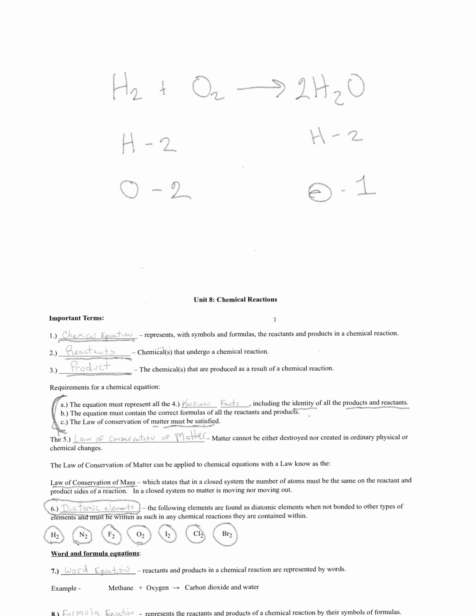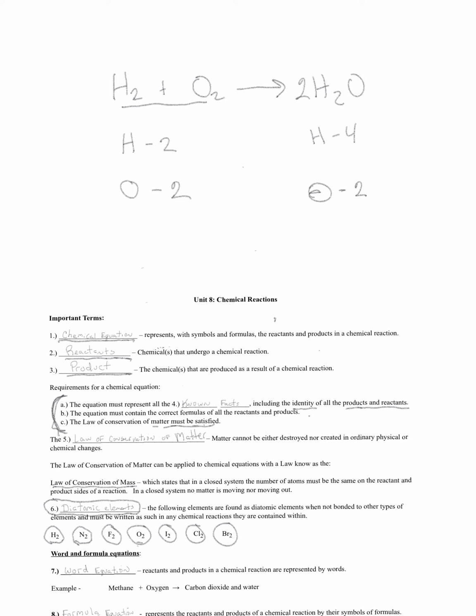And then let's look at how many we have now. On the reactant side, we still have 2 hydrogens and 2 oxygens. But on the product side, I don't have 2 hydrogens anymore, I have 4. But I do have 2 oxygens. So I've fixed one problem, but what I've done is I've created another one. So what I need to do now is figure out how I'm going to change it so that I have the same number of hydrogens on both sides.